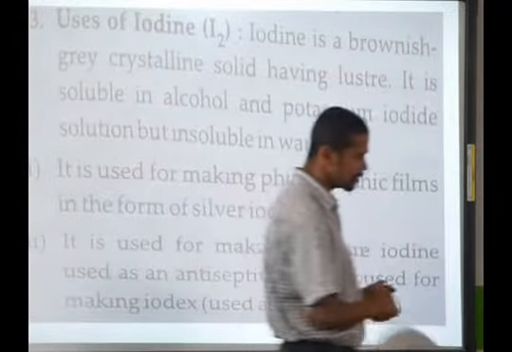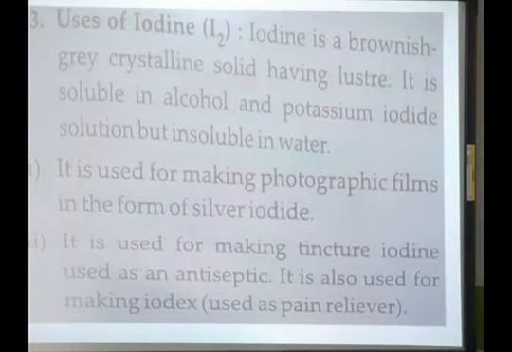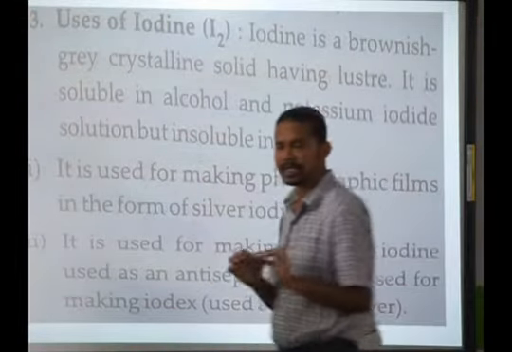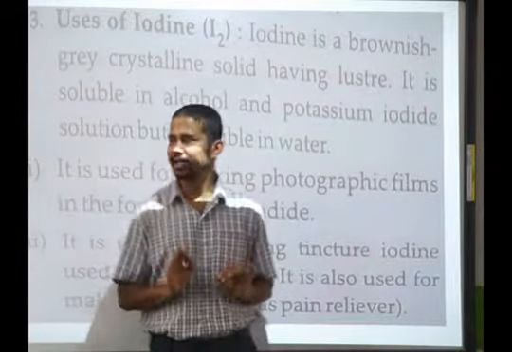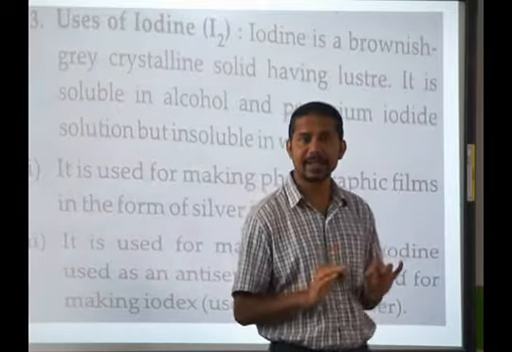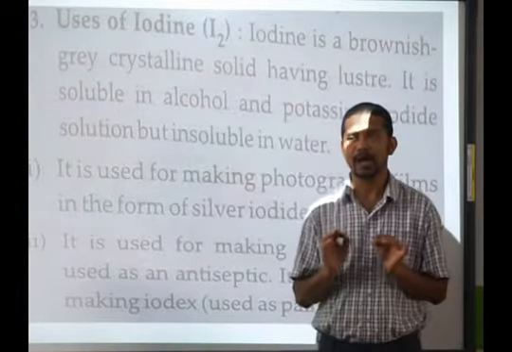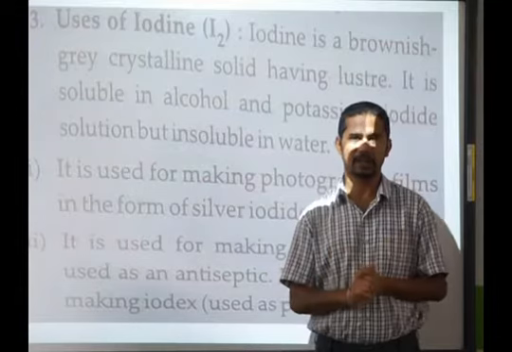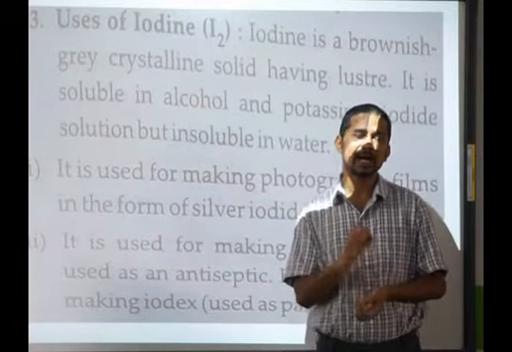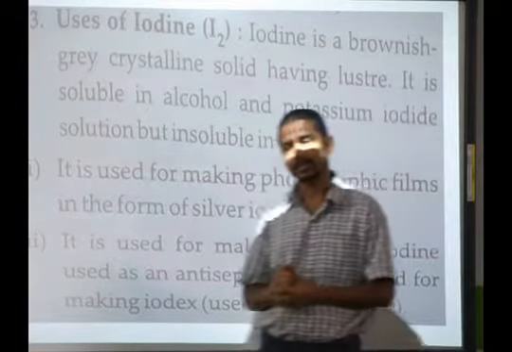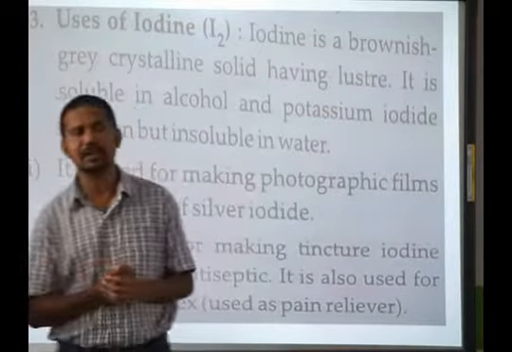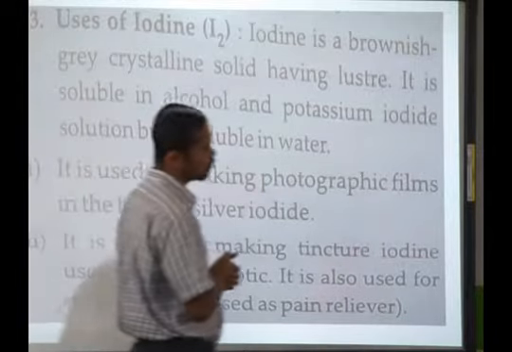Then comes uses of iodine. We write iodine as I2 because it is a diatomic element. Iodine is a brownish gray crystalline solid, whereas chlorine is a yellow poisonous gas. Iodine is a solid non-metal. Most of the non-metals are liquid and gaseous only, but a few are liquid and a few are solid, and one of the solid non-metals is iodine.